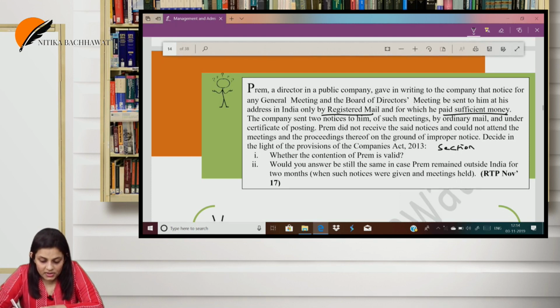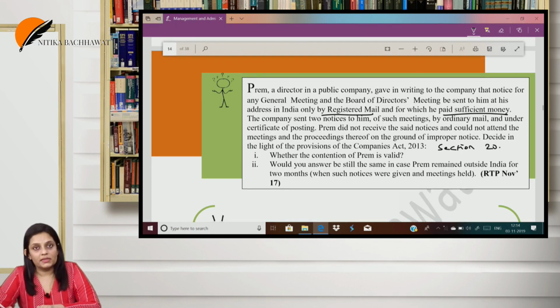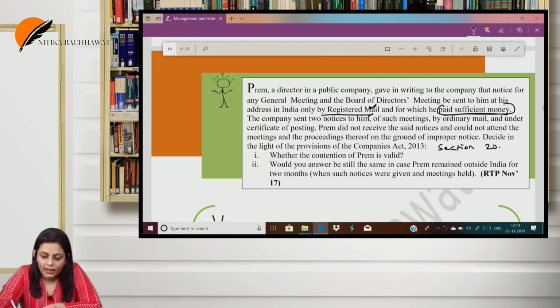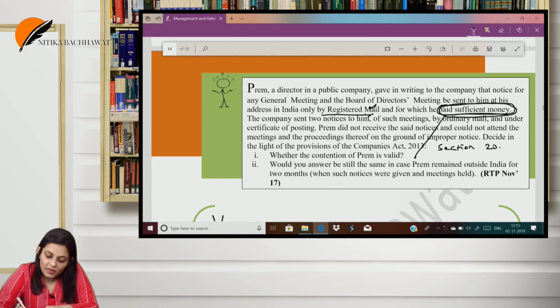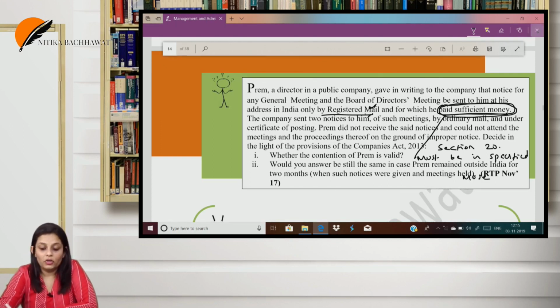Now, section 20 talks about notice. It says that any notice which is sent under a certificate of posting is valid. But it also says that if a person has specified a particular mode for receipt of notice and has paid money to the company to defray such expenses, that is, if the member has specified that please send me the notice in this mode and that particular member has paid the company money to send the notice in that mode, the notice must be in the specified mode. And if it is not in the specified mode, it is not a valid notice.